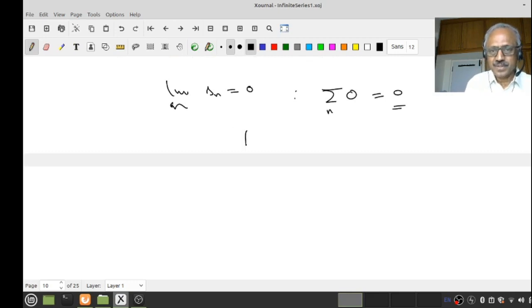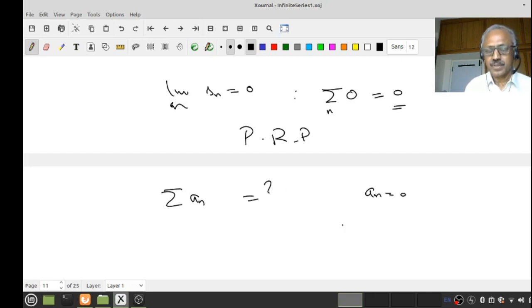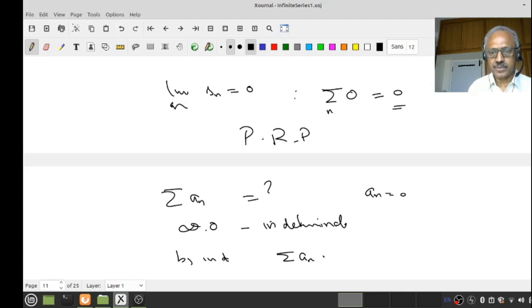Pause, review, proceed. Okay. Notice that I have asked this question in some PhD interviews and postdoc interviews: summation an equals what, where the an's are 0? There are candidates who said it's infinite times 0, it's indeterminate, and one said by induction summation an is 0. So by induction Sn is 0. But why is this infinite series 0?